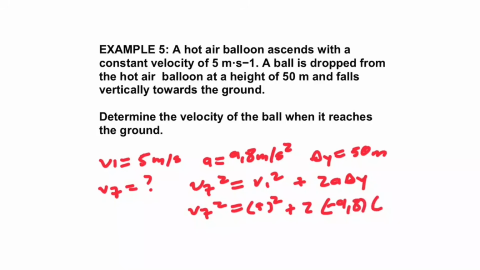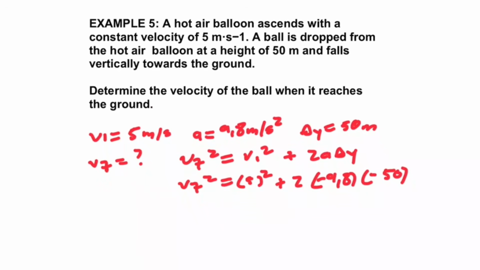9.8. And then delta y, it is dropped from a height of 50 meters and is going down, right? We're interested in its velocity when it strikes the ground. So the displacement is minus 50 because we are taking up as positive. So we will have VF squared equal to 1005. What we need to do now is to take square roots on both sides. If you do that, you're going to have 31.7 meters per second downwards.